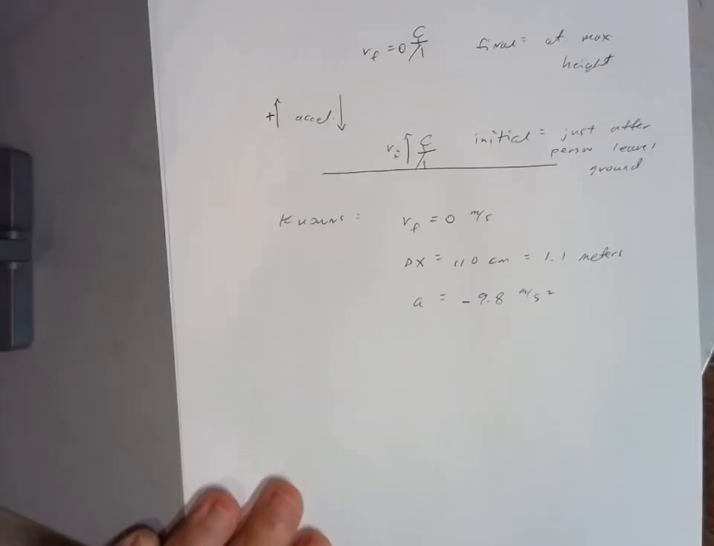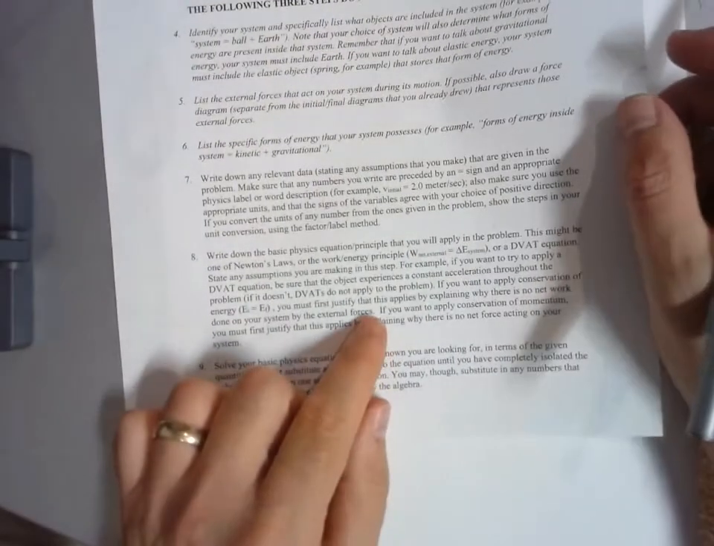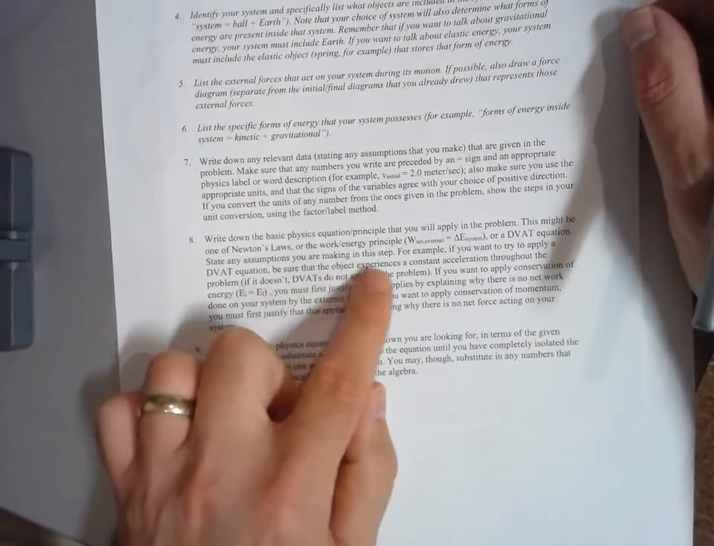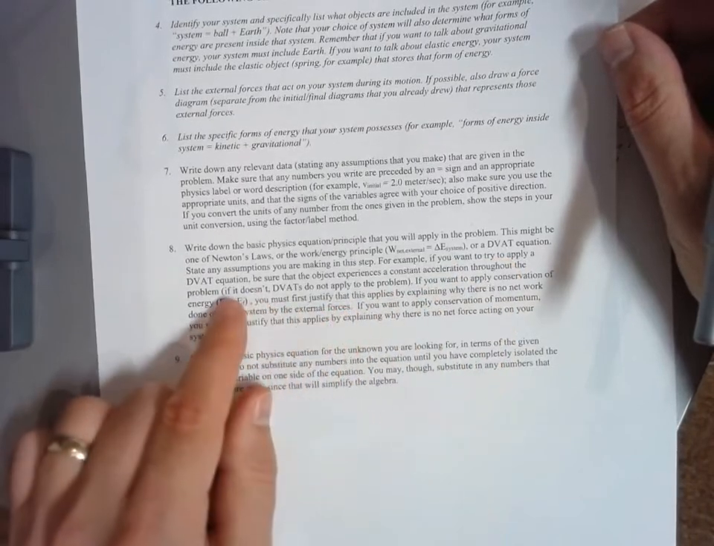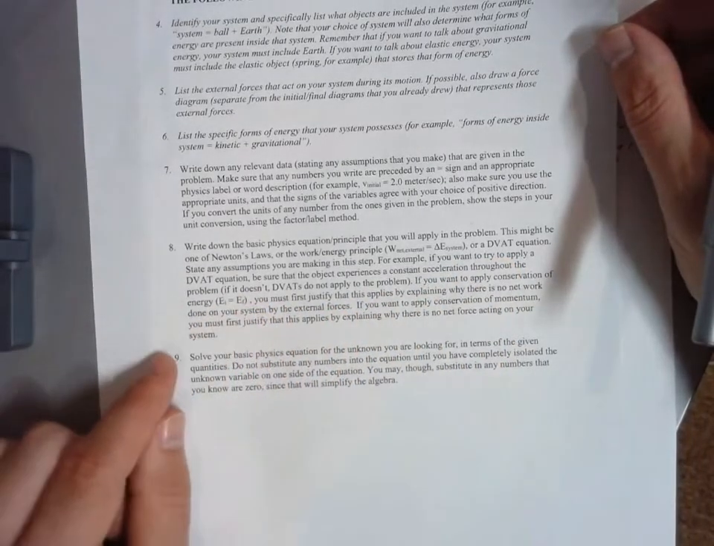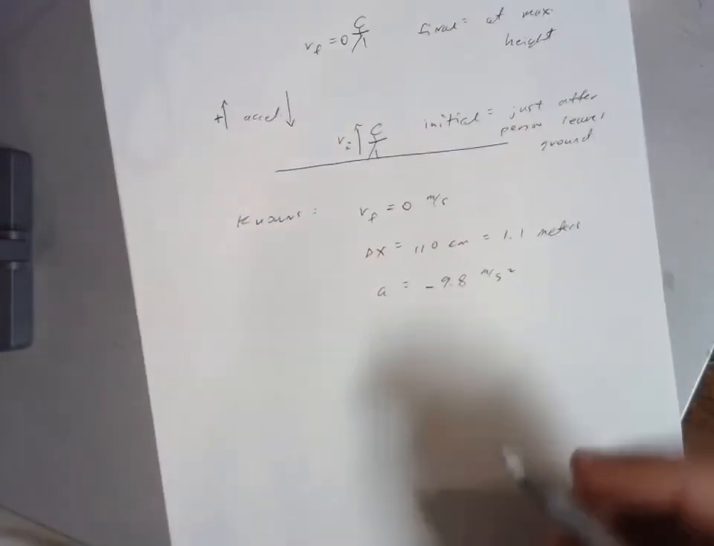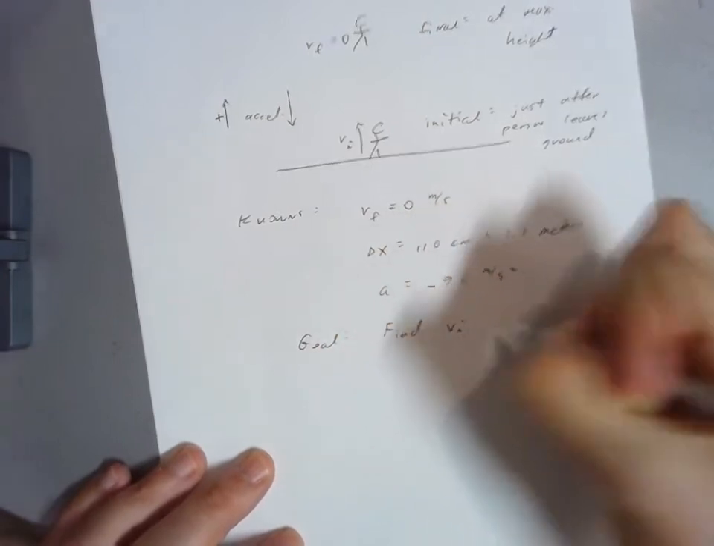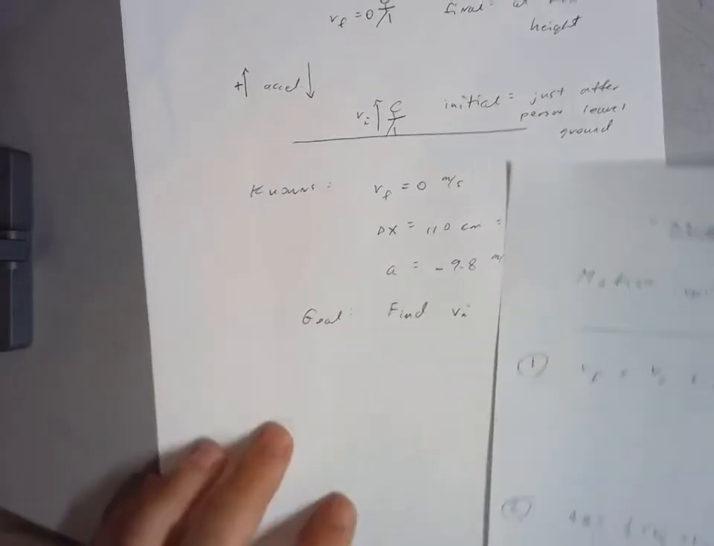Alright, step 8 says we're going to write down our basic physics principle. We haven't done Newton's laws or work-energy yet. We're working with DVAT equations. So we're going to write down a DVAT equation and then solve that for our unknown. By the way, the goal, I'll go ahead and write that down. The goal is to find VI, the initial velocity.